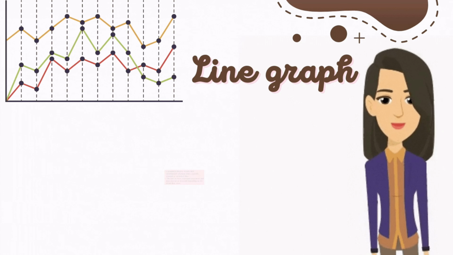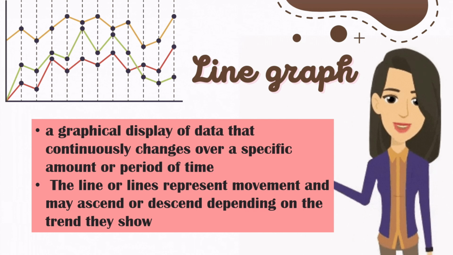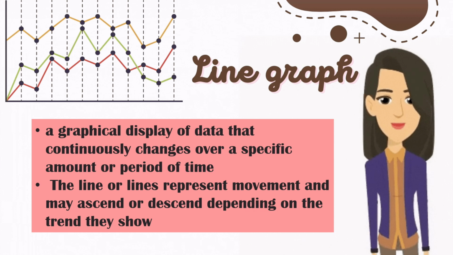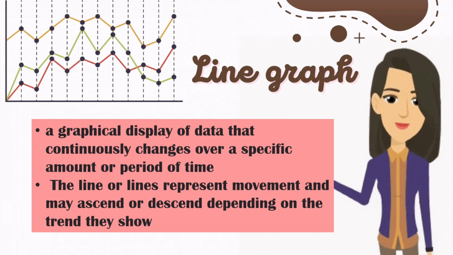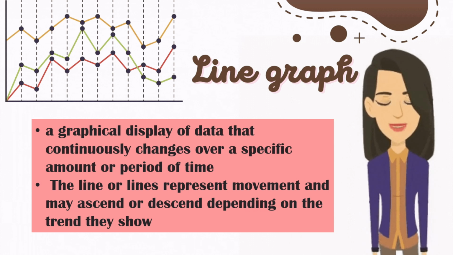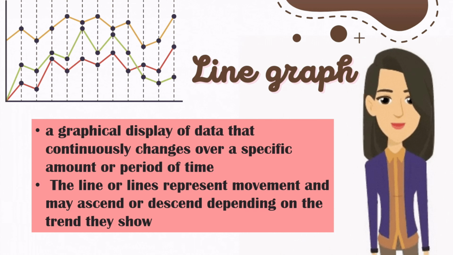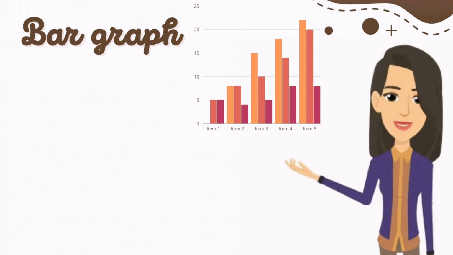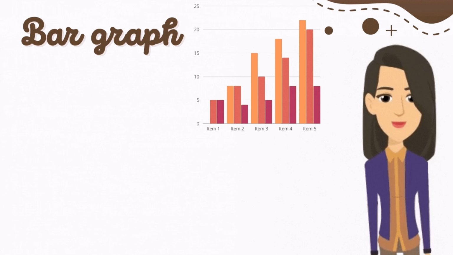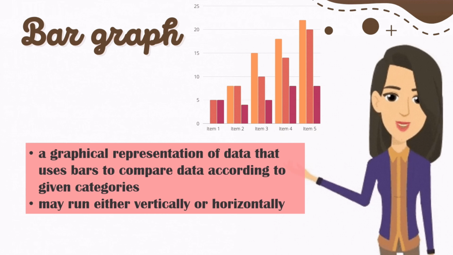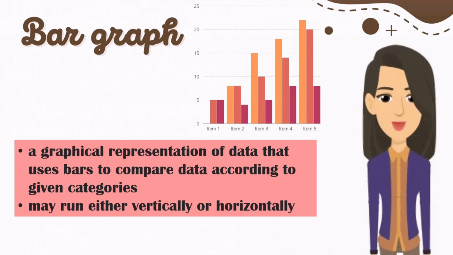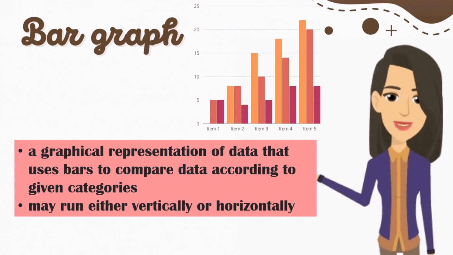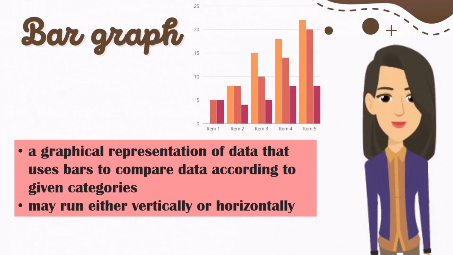A line graph is a graphical display of data that continuously changes over a specific amount or period of time. The line or lines represent movement and may ascend or descend depending on the trend they show. Also known as bar chart or bar diagram, a bar graph is a graphical representation of data that uses bars to compare data according to given categories. Such bars may run either vertically or horizontally.